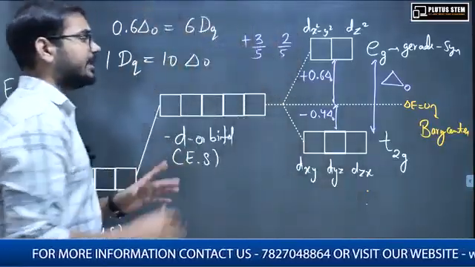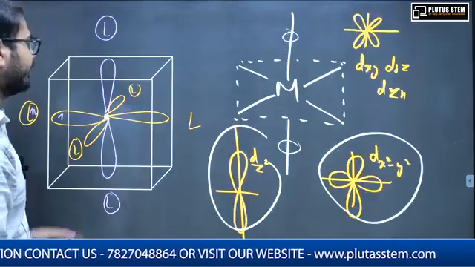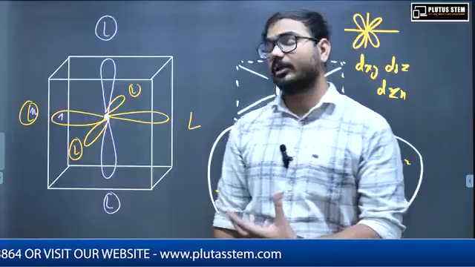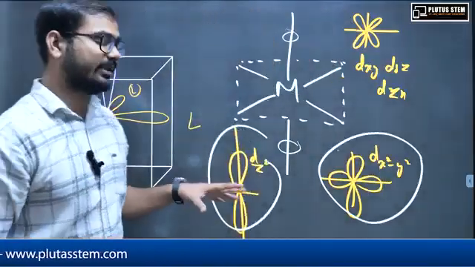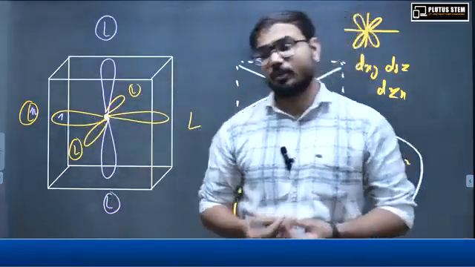So this is the reason why we get a specific splitting pattern, based on the orientation and the approach of the ligands and the orbitals that are being utilized. I hope this has cleared your doubts regarding how to make the CFT diagram of an octahedral complex and why a particular splitting pattern is observed.